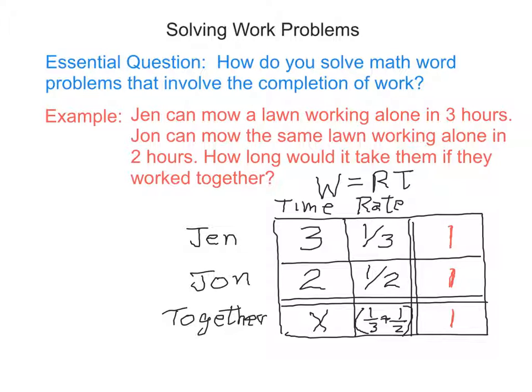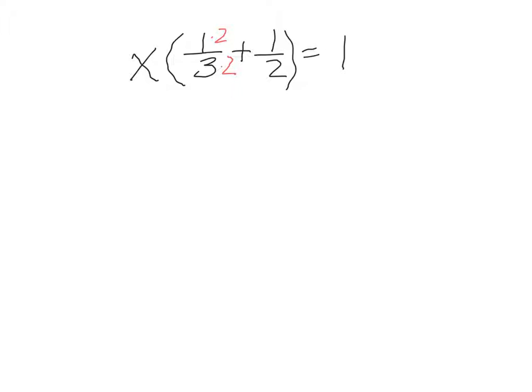So let's see what that equals. So I've got x times (1/3 plus 1/2) equals 1. All right, now I have to add these two fractions, 1/3 plus 1/2. Well, as you probably all remember, when you're adding fractions, you need a common denominator. So I've got to make a common denominator here. The common denominator between 3 and 2 is going to be 6. That means the first fraction I have to multiply by 2, and the second fraction I have to multiply by 3.